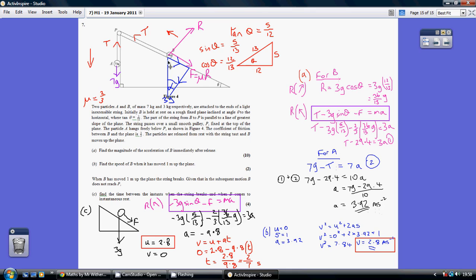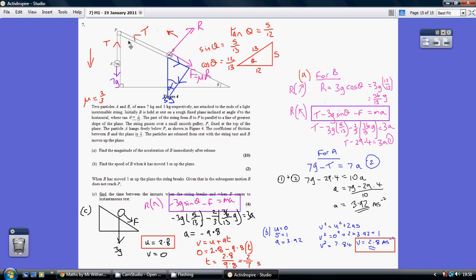So starting off with particle B, if we resolve perpendicular to the slope, we know the normal reaction equals 3g cos theta. I don't know why I've called it alpha, it should be theta. 3g cos theta. Okay, so that allows us to work out that the normal reaction is 36/13 g.